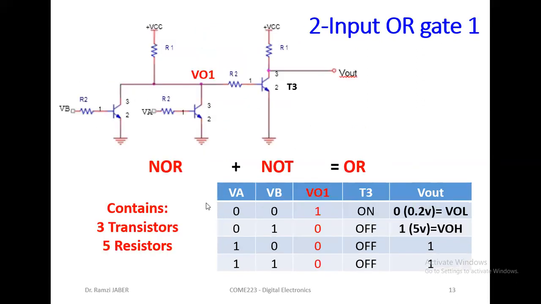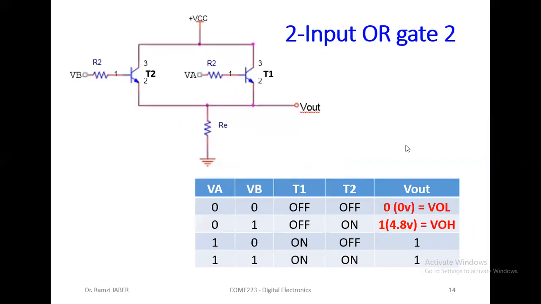Whereas here, the logic 0 is 0.2 volt, not 0, and logic 1 is 5 volt, and it is bigger: 3 transistors and 5 resistors. So this OR is bigger than the other OR.